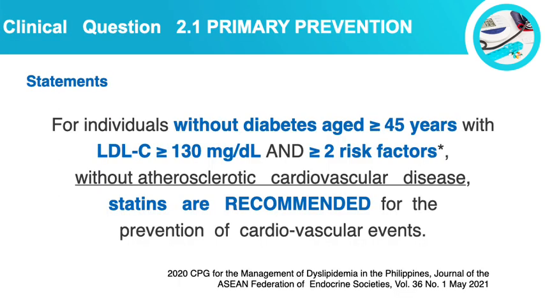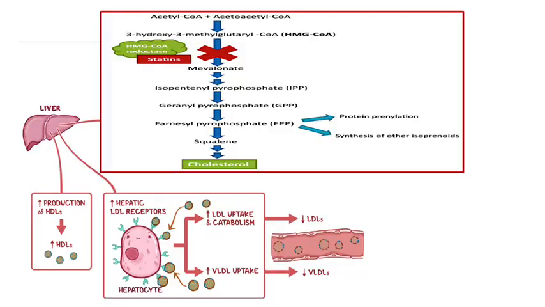Now, what is a statement with regards to primary prevention? For individuals without diabetes aged more than 55 years old, with LDL-C more than or equal to 130 milligrams per deciliter and the presence of 2 or more risk factors, even without the presence of atherosclerotic cardiovascular disease, statins are recommended for the prevention of cardiovascular events.